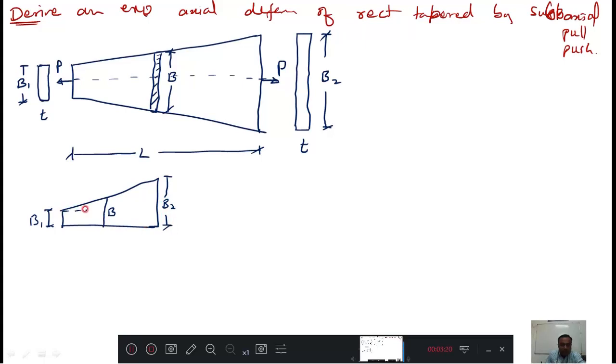Then here I will get one small triangle, and this B I can express as B1 plus M. This is a small portion, that is M. Then that M can be got by a similar triangular method. This is M, this is B2 minus B1, this total is L, and this is X. This is situated at a distance X.